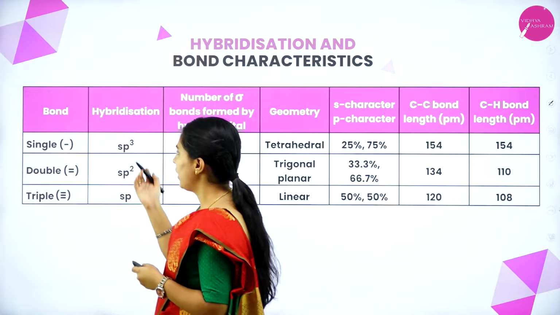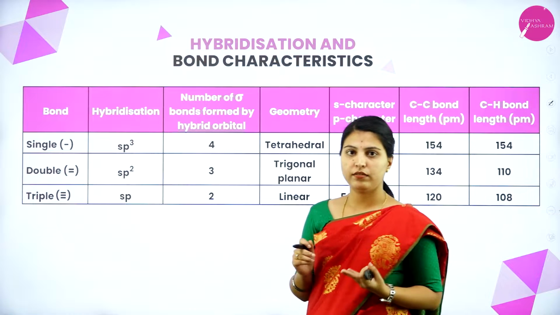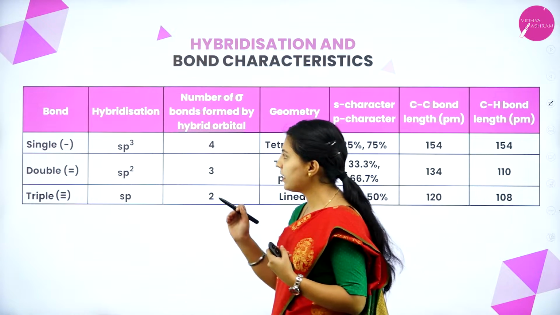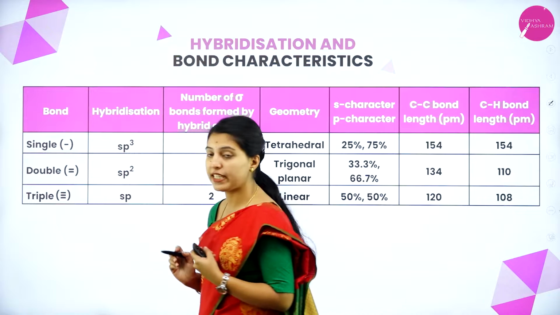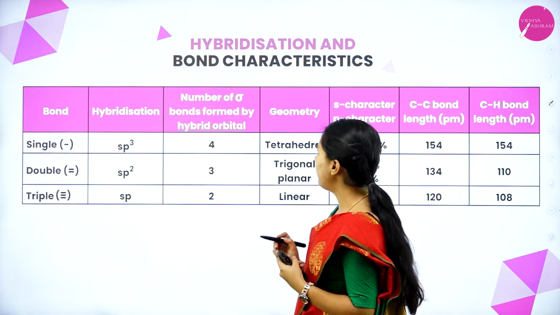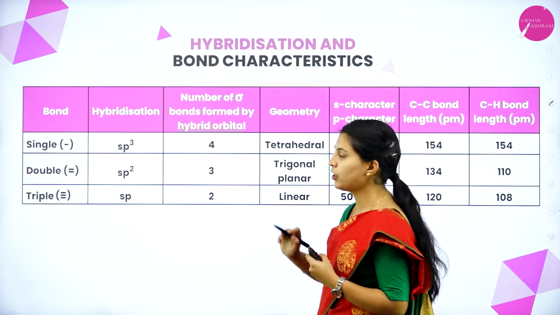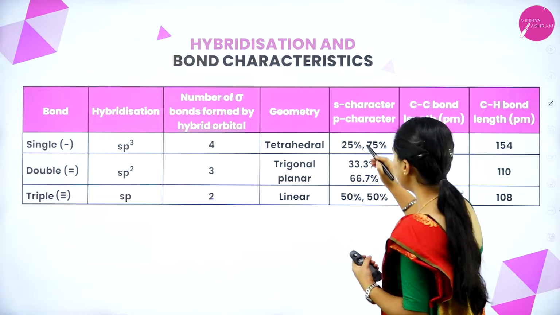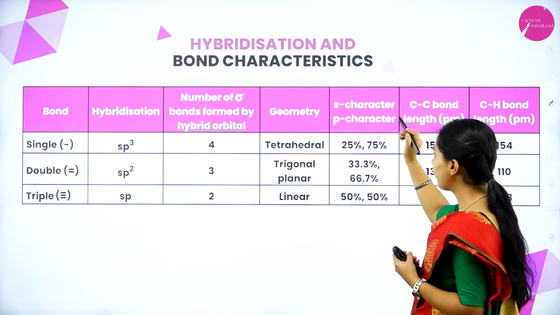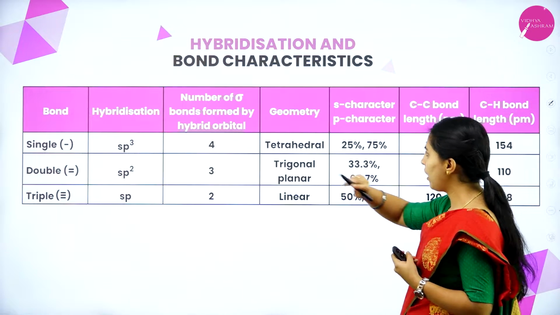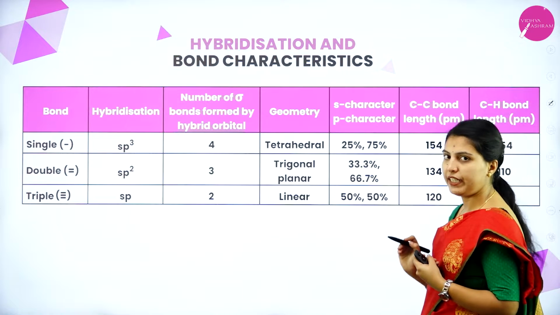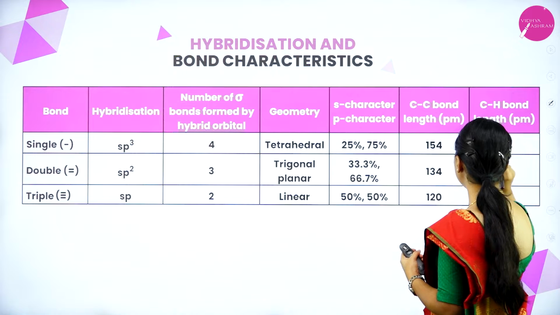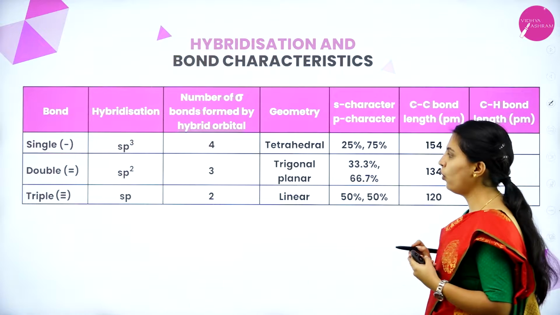First, we will understand the varieties of bond: single bond, double bond and triple bond. If we see the single bond, what is the hybridization? That is sp3. The number of bonds formed by the hybrid orbital is 4, and the geometry will become tetrahedral. In sp3 hybrid orbital, s character will be 25% and p will be 75%. The C-C bond length is 154 and the C-H bond length is 154 picometer.